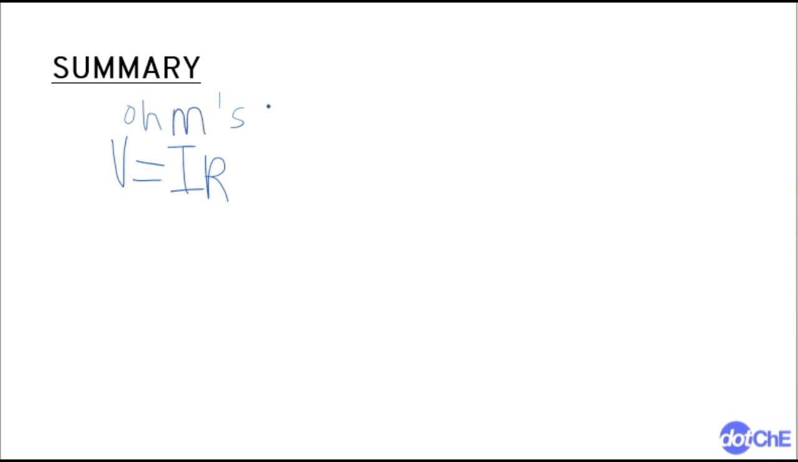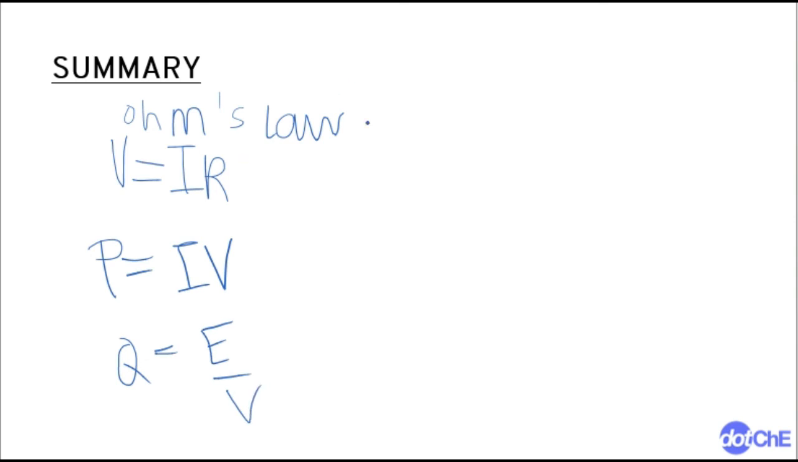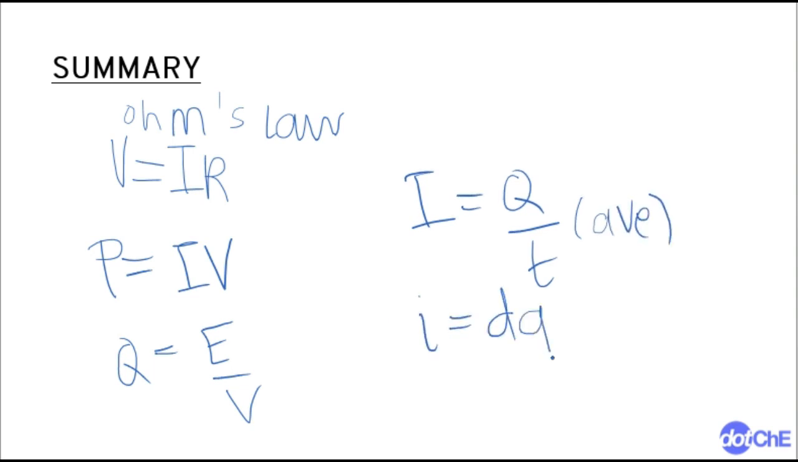Ohm's law. Tapos, P equals IV. Q equals E over V. I equals Q over t, if average. And I equals dQ over dt, if instantaneous.